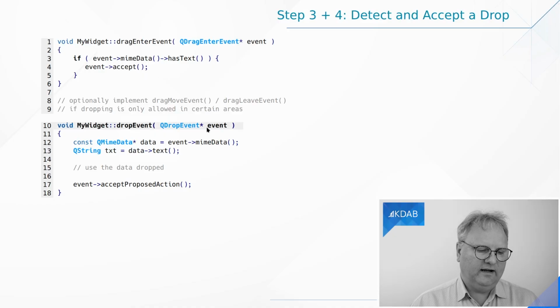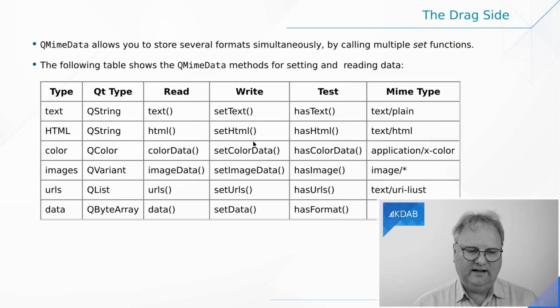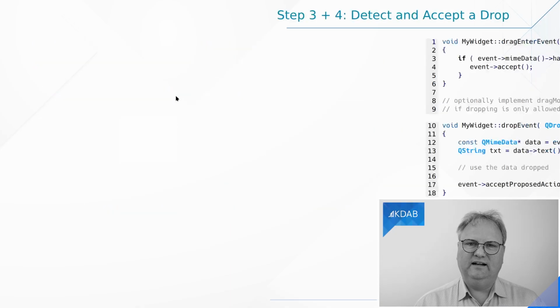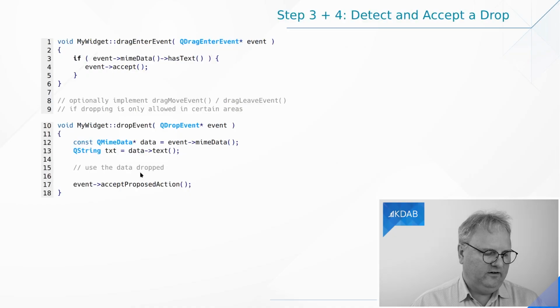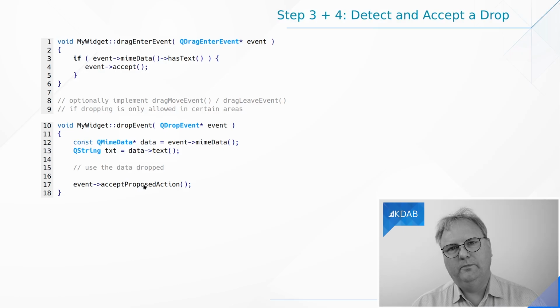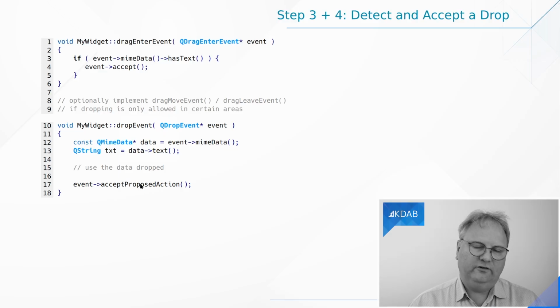That's step number one. And step number two is to implement the drop event. And in the drop event, again, you go and ask for the MimeData. And this time you go and ask for the actual data. And again, this is the test. And this is for reading that data out of your MimeData. And now you will do whatever you need to do with that data that was dropped on you. And you'll have to tell Qt, which will tell your operating system, that you accepted the proposed action.